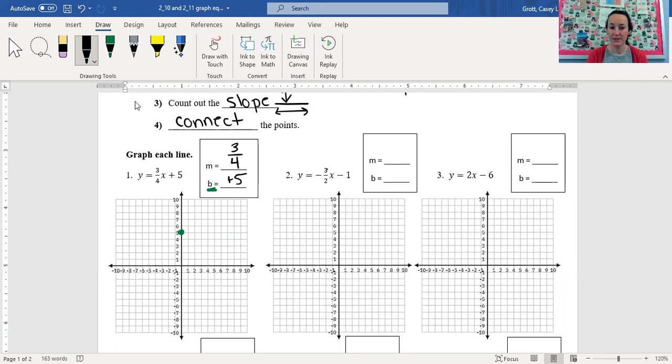Once I have my y-intercept, I'm going to count out the slope. So I'm going to go up 3, and I'm going to go to the right 4. So up 1, 2, 3 boxes. Okay, I went up 3 and over 1, 2, 3, 4 boxes to the right. Connect my points. I'm going to draw my line all the way through the graph, through those 2 points. I'm done. There's my equation. There's my line.